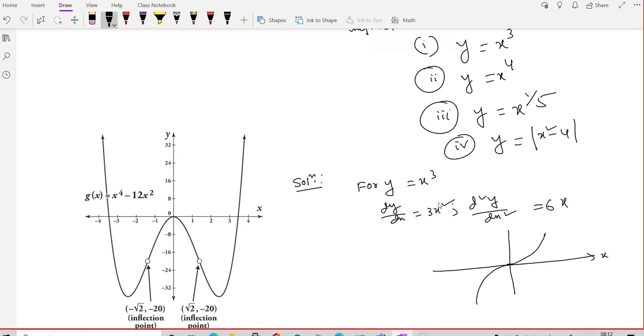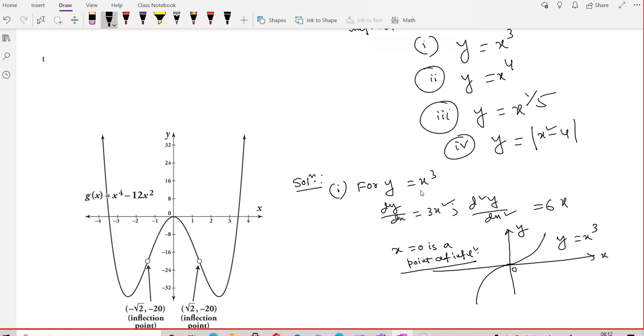At x equal to 0, d square y by dx square is equal to 0. So this is the graph of y equal to x cube, and a point of inflection exists here. x equal to 0 is a point of inflection. Okay, this is number one.